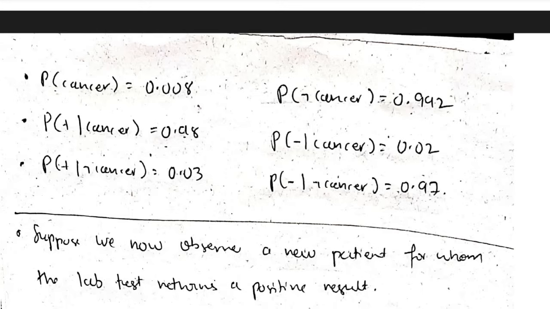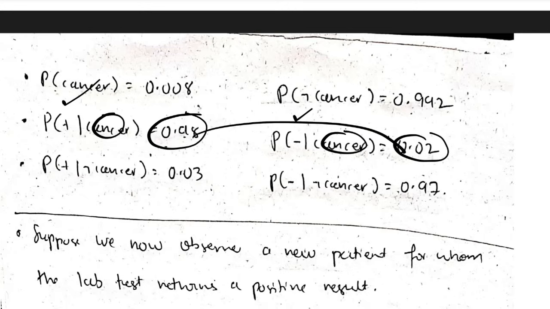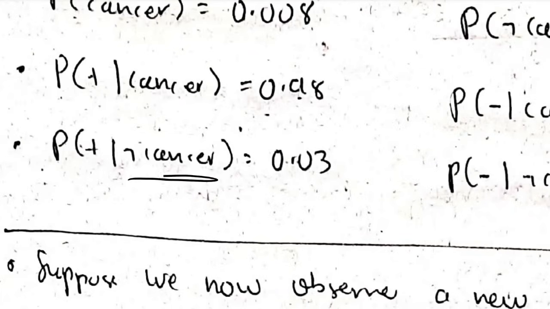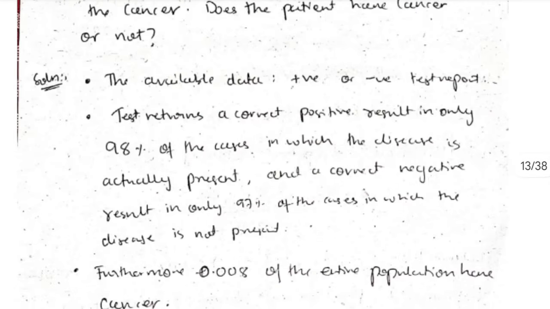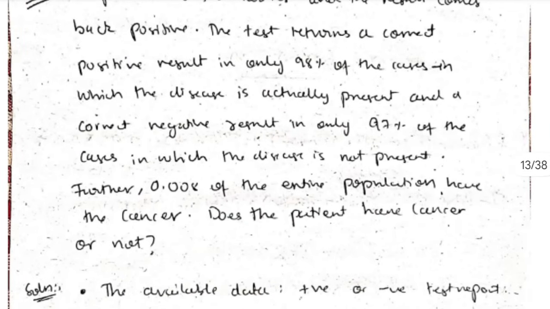Next, what is the probability that the test result is positive given that the patient has cancer? It is 0.98. What is the probability that the test report is negative given that the patient has cancer? It is 0.02, 1 minus this one. Here also, what is the probability that the test report is positive given that the patient does not have cancer? It is 0.03, right? Observe carefully what's happening. The patient does not have cancer, but the test report is saying the person has cancer. So in which case do we consider this value? Here the test report is saying that the person has cancer.